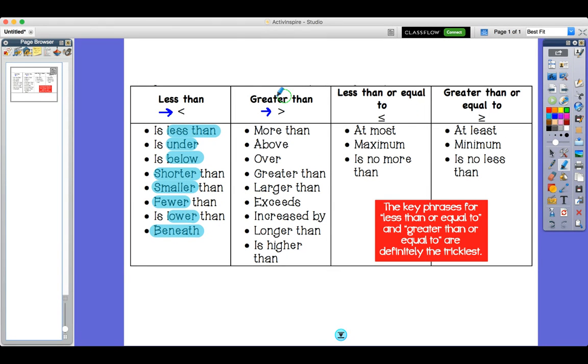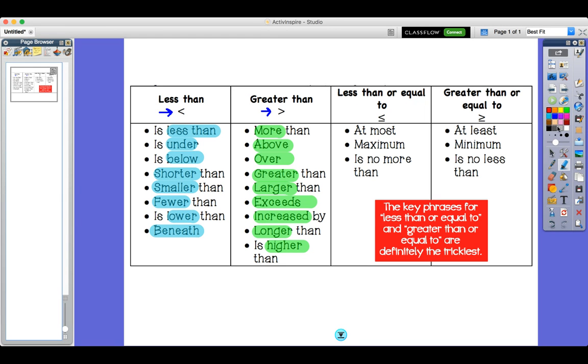If I'm looking at greater than, I might see more than, above, over, greater than, larger than, exceeds. The word exceeds would mean to go above, increased, longer than, or higher than.